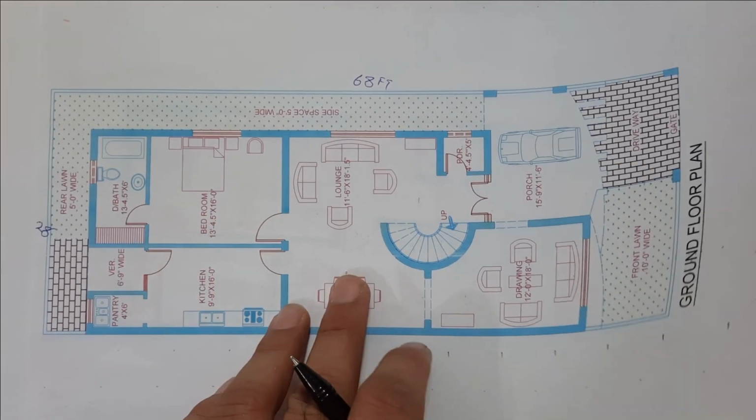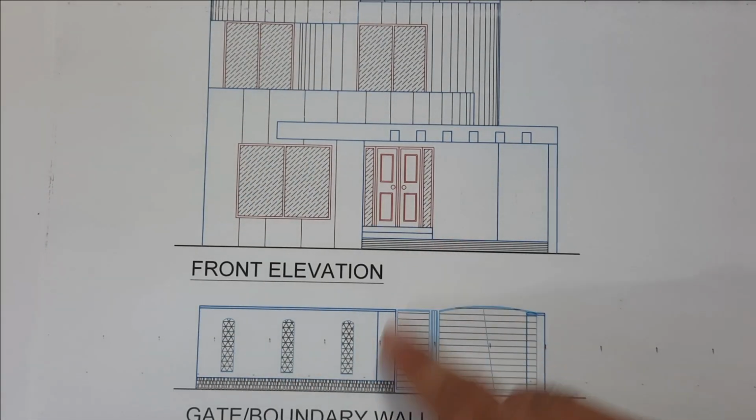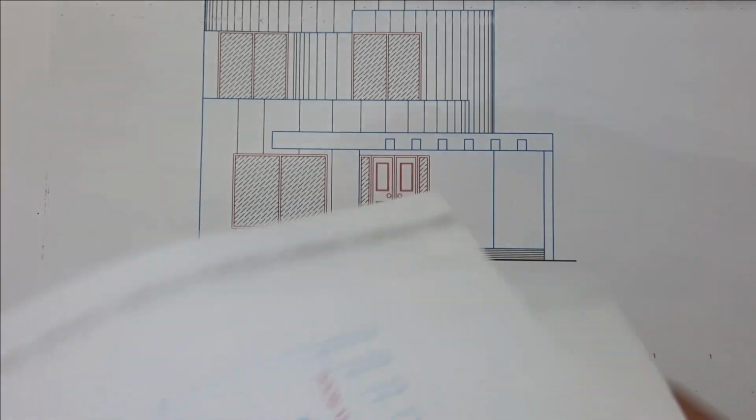This is the ground floor plan, this is the first floor plan, and this is its front elevation, for the boundary wall and main gate also. Okay, so let's get started guys.